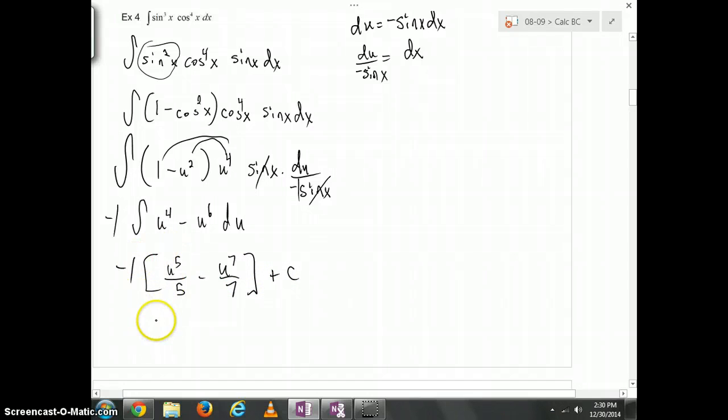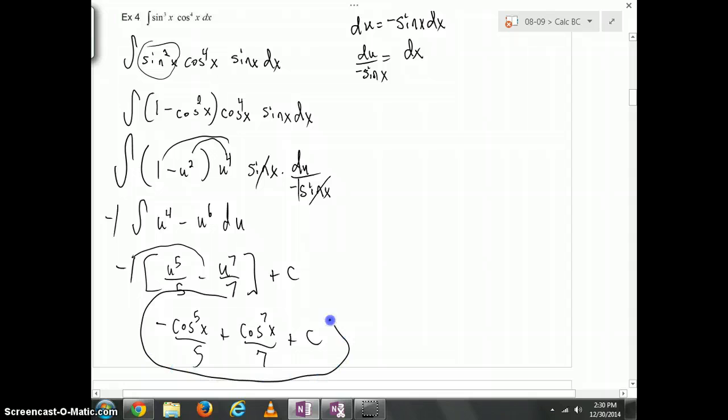Simultaneously distributing a negative and factoring back in that u is equal to the cosine of x, we'd see that we'd get negative cosine to the fifth of x all over 5. A negative times a negative is a plus. We'd have plus cosine raised to the 7th of x all over 7 plus a constant.